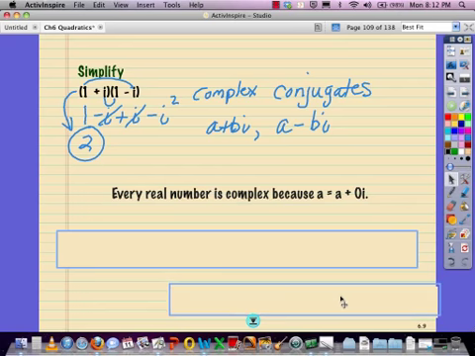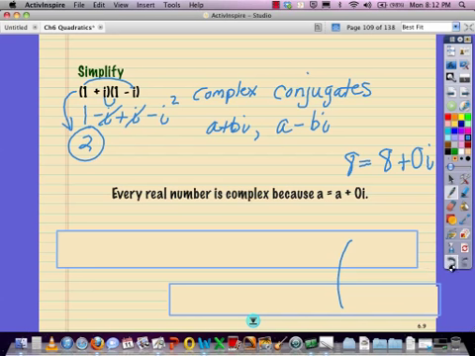Every real number is complex because you could write any real number in the form of a plus 0i. So if I asked you, how would you write the number 8 as a complex number? You hopefully would be able to tell me 8 is the real part. It does not have an imaginary part. So 8 plus 0i would be the answer. Now, does that seem like overkill from what we're used to? Well, yeah, but if you're in the complex number system, that's the way we need to write it.